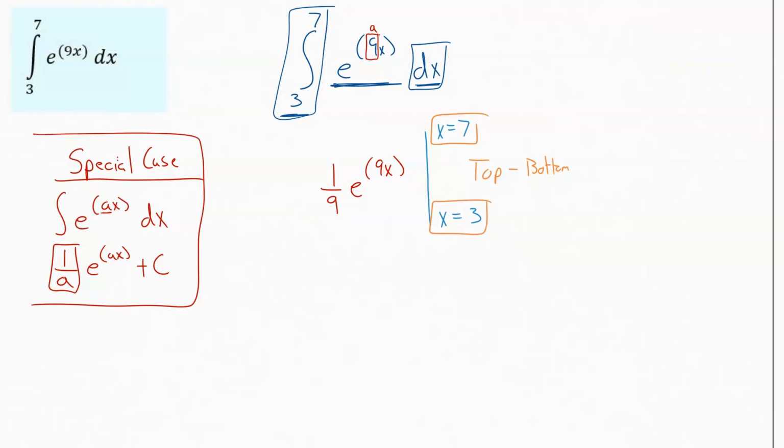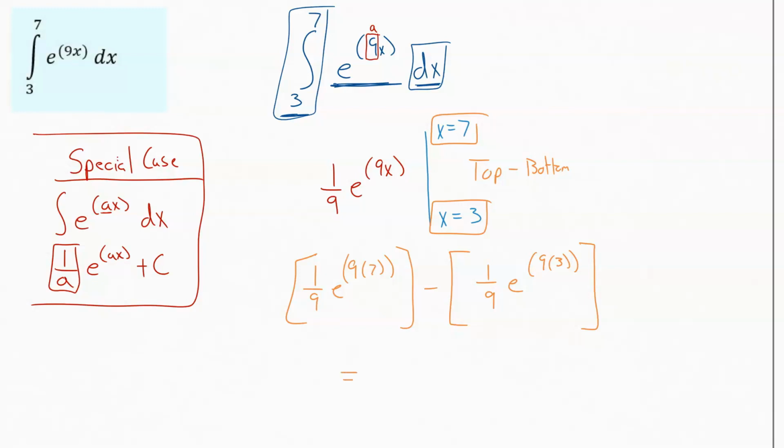And so what that looks like is we would get 1/9, and then this is going to be e to the 9, and then instead of x, we're going to plug in 7. That's our top value. And then minus, do the same thing with the bottom value plugged in. So we would come through and we would plug in our bottom value now. So 1/9 e to the 9, and then instead of x, we plug in 3, and then close that all up. From here, this is just something you're going to want to plug into your calculator.